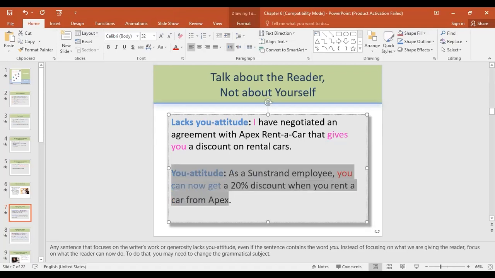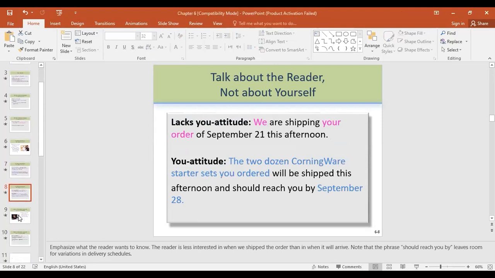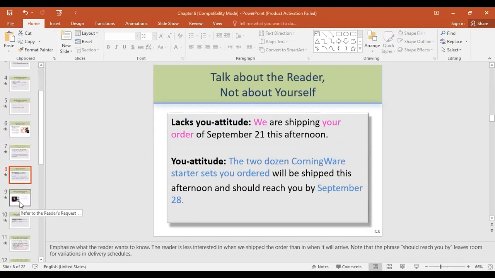Usually the reader focuses on what we can do with the sentence. So that's why we have to give another example to make the picture clearer for all students. This is, let's say, example number 2, which lacks you attitude: We are shipping your order of September 21 this afternoon. You see, we are shipping, such as we are.